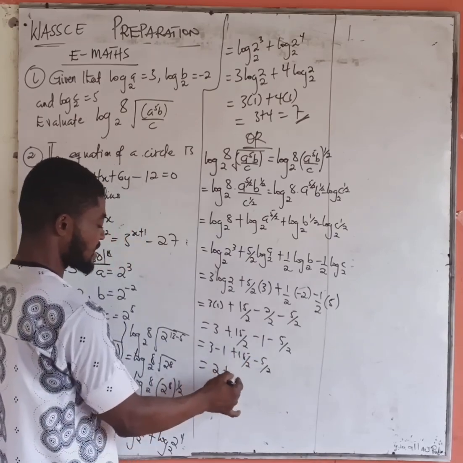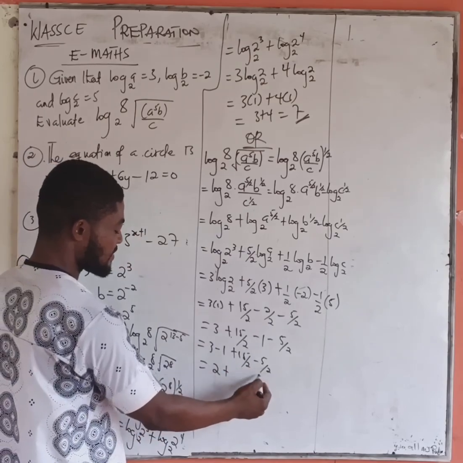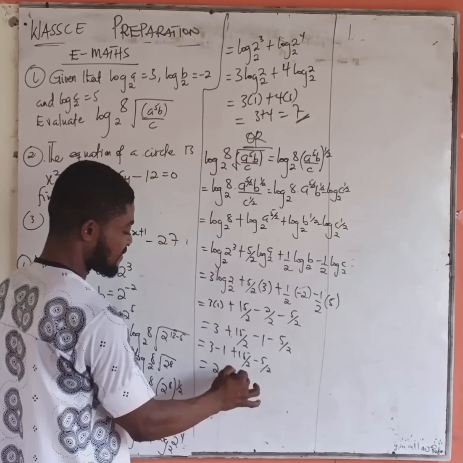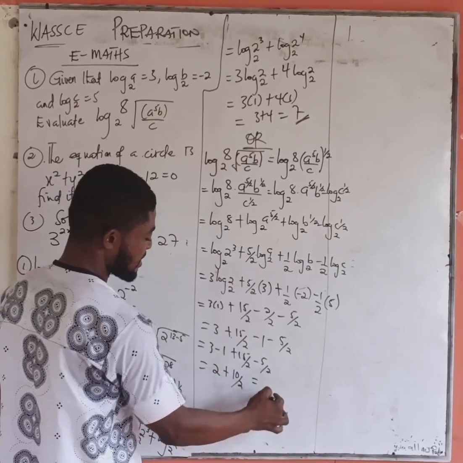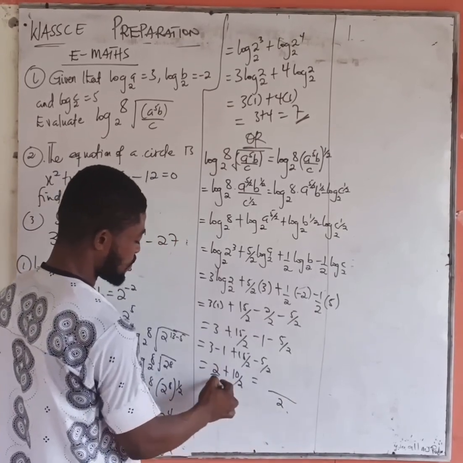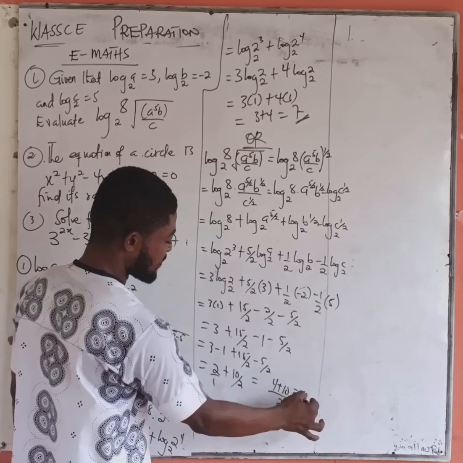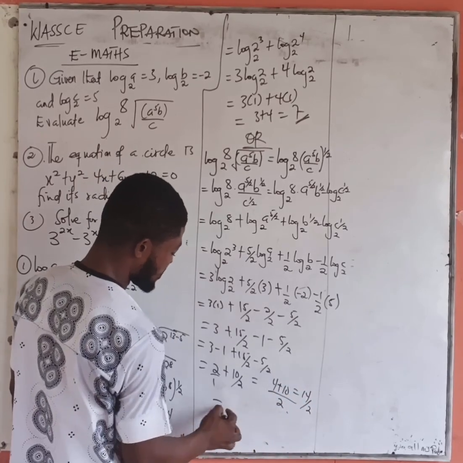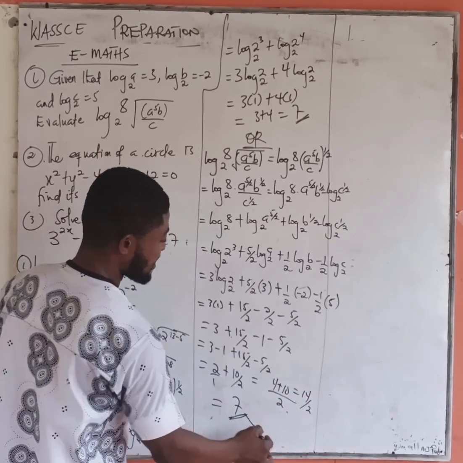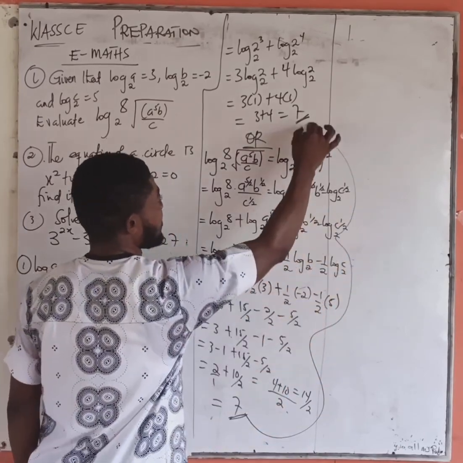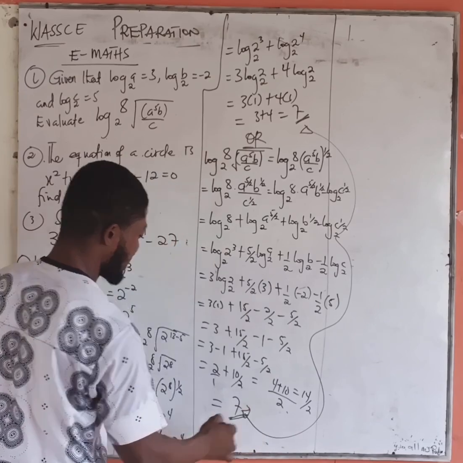This would be 2 plus, since the denominators are the same, I can have 10 over 2 down. LCM 2. 1 goes into 2, 2, 2 to 4 plus 10, 14 over 2, which is equal to 7. So the same thing here, 7. So I get 7 here, I get 7 here.